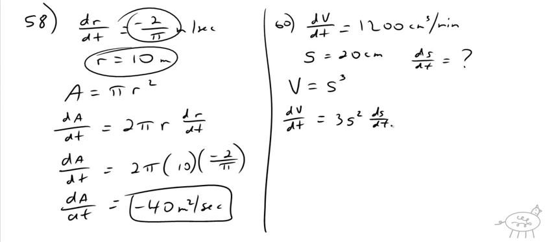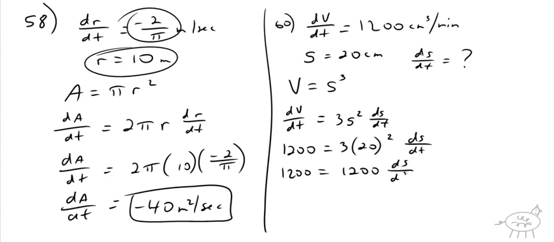All right, and so we have 1,200 is dV/dt, times 3, and I give you s is 20 squared ds/dt. So it's 1,200 equals 20 squared is 400, times 3 is 1,200. That's friendly. Divide by 1,200 and we get ds/dt is equal to 1. And it's change in side over time. So it's 1 centimeter per minute.